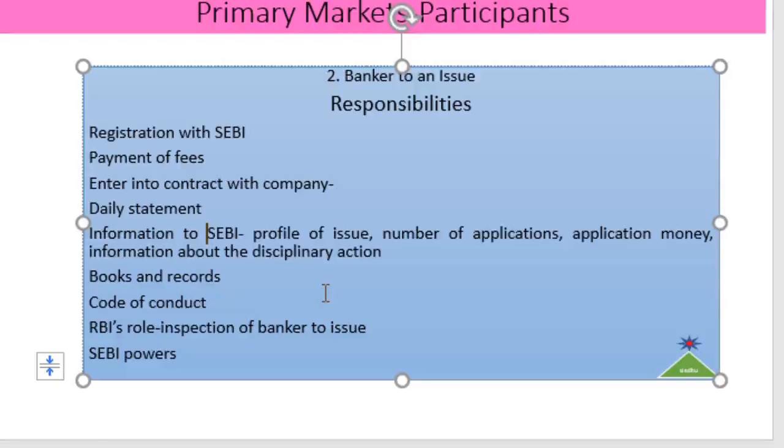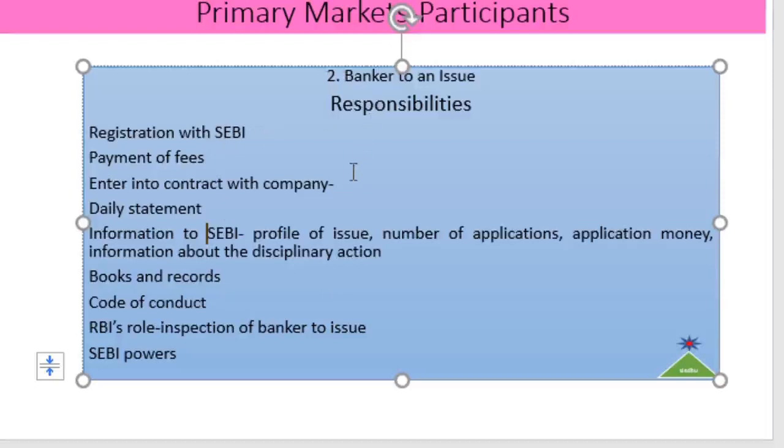There will be SEBI's powers also. SEBI may order the suspension of the registration of the banker in such circumstances as violation of the SEBI Act, rules and regulations, failure to submit the required information, submission of wrong or false information, any misconduct or unprofessional conduct, etc.